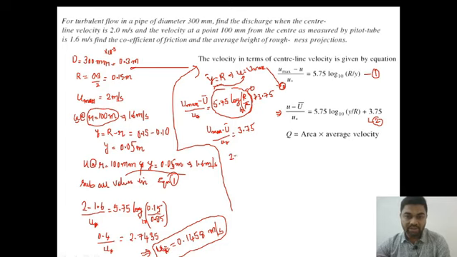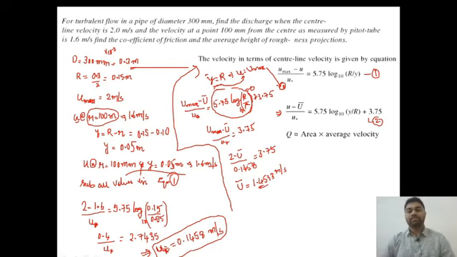2, it is already given, minus u bar, the average velocity, divided by u star, the shear velocity, 0.1458, is equal to 3.75. When you solve this equation, the value of average velocity you will get is around 1.4533 meters per second. Now after getting the average velocity, what is the formula for discharge?